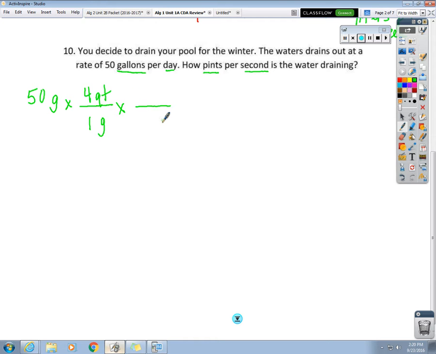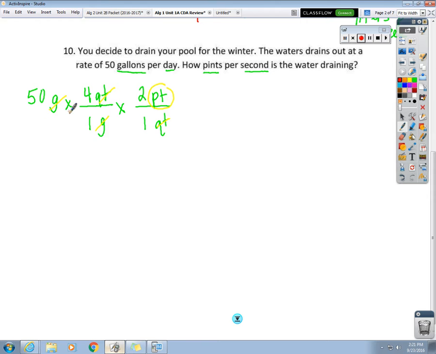So now quarts has to go on the bottom. And what do you know about quarts? Right. Okay, so now look, I've made it to pints, which is good because that's what I was trying to make it to. And everything else crosses out. But we're not finished with the problem because if we stopped here, that would be pints per day. We've got to now convert days to seconds.